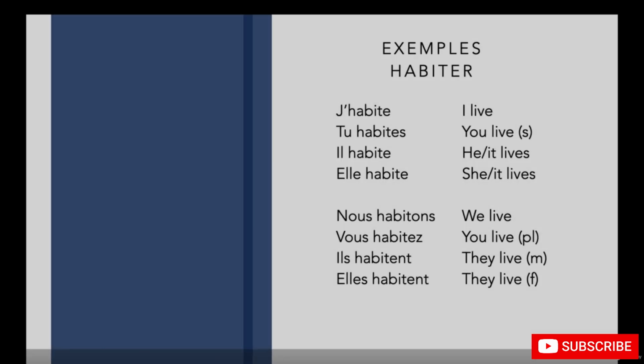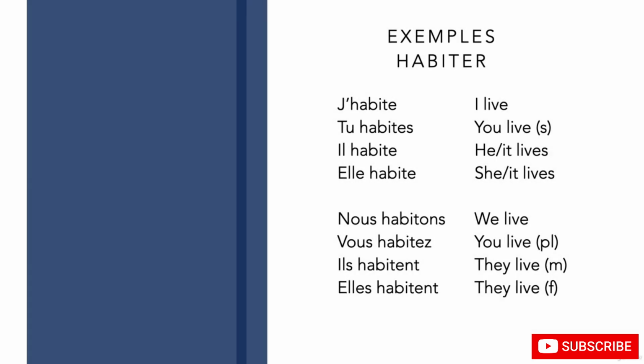Another example is habiter. So we have j'habite. You'll notice that it's contracted with an apostrophe. So je plus a vowel is J apostrophe. J'habite. Tu habites. Il habite. Elle habite. Nous habitons. Vous habitez. Ils habitent. Elles habitent. Habiter, because H is most of the time a vowel in French.